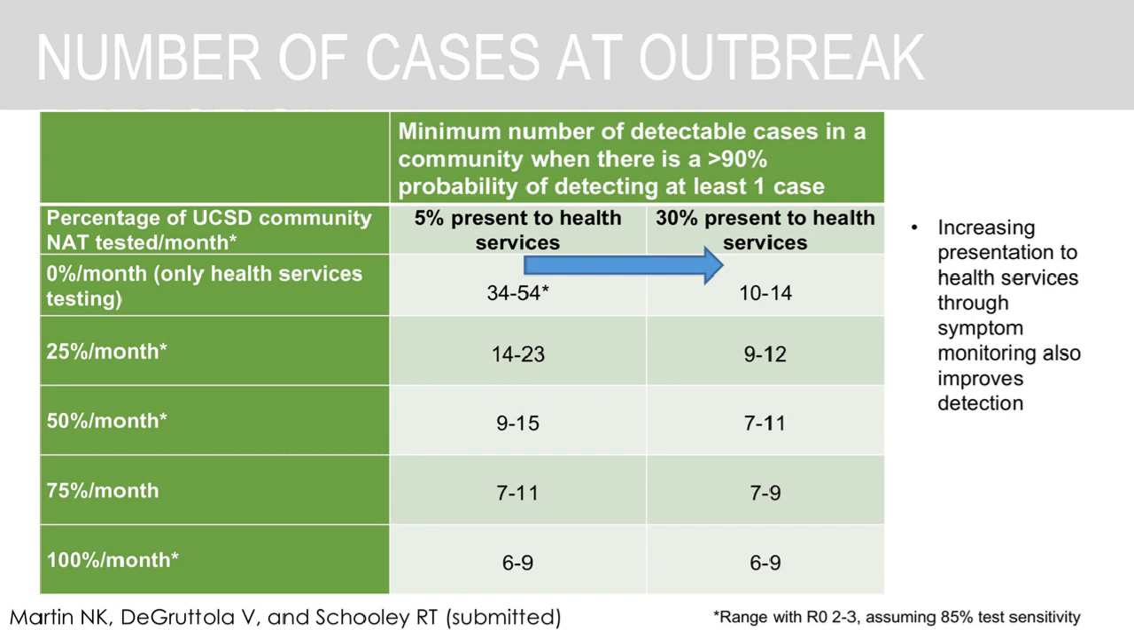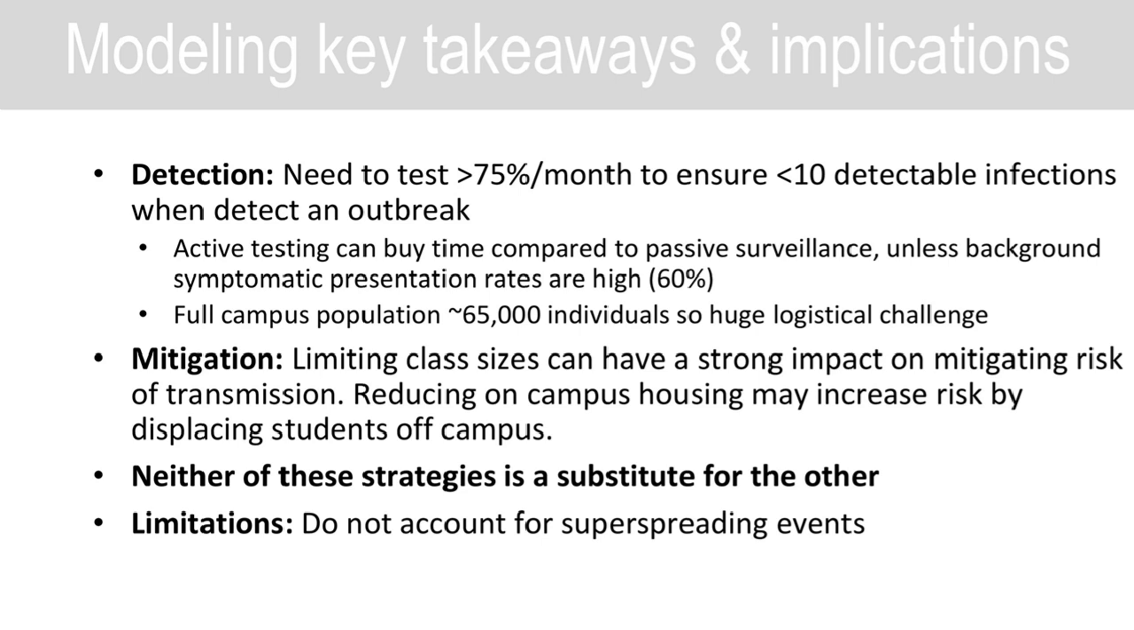But let's say we're able to increase symptom monitoring and have 30% of our population present to health services for symptomatic testing. That would improve our ability to detect outbreaks early, and also reduces the marginal benefit of our asymptomatic program. But regardless, we find that we really need to test greater than 75% per month to detect less than 10 detectable infections, and that limiting class sizes has a really strong impact on mitigating risk of transmission. Now, neither of these strategies is a substitute for one another. They need to be working together in order to detect outbreaks and prevent their further transmission in the community. And one of the limitations is that we do not account for super spreading events, which, as we've seen in the news, can result from one individual infecting many other individuals.